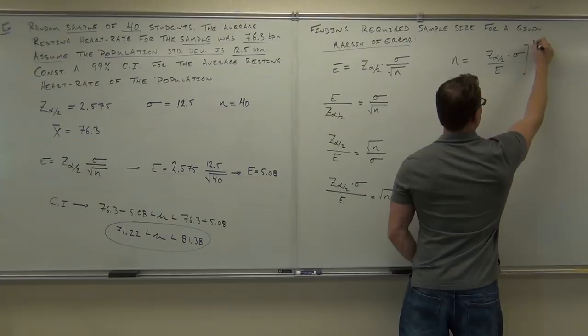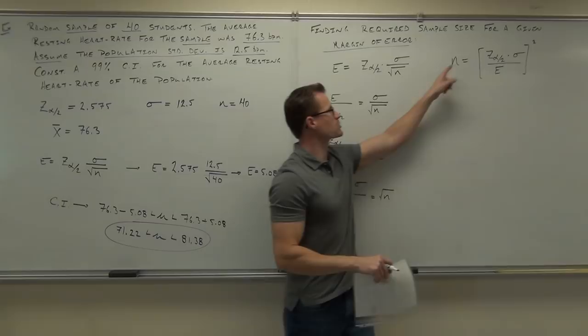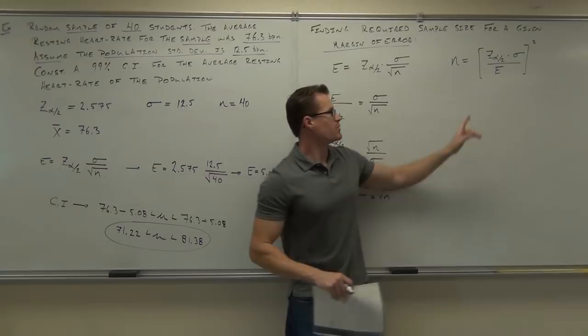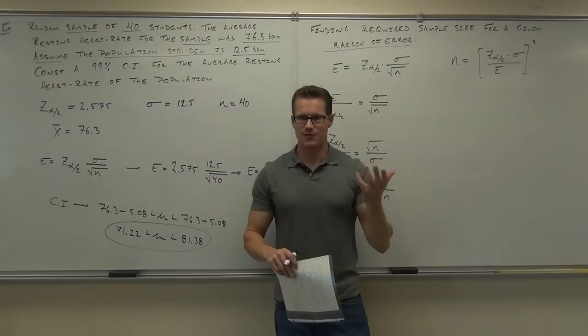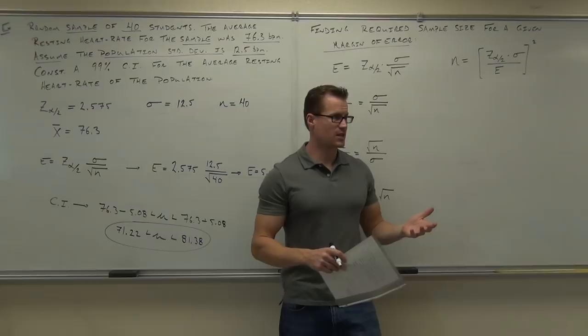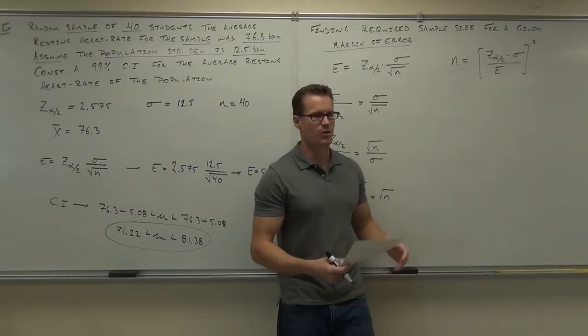It's a little bit different than the other formulas. The other formulas, you square these two things individually and you multiply by p hat, q hat. You're not going to do that now. You multiply everything all together, but do not forget to square it. If you forget to square it, you'll get the square root of the appropriate sample size. Instead of a sample size of 81, you'll get 9. Okay, you don't want to do that. So make sure you're squaring that number at the very end.